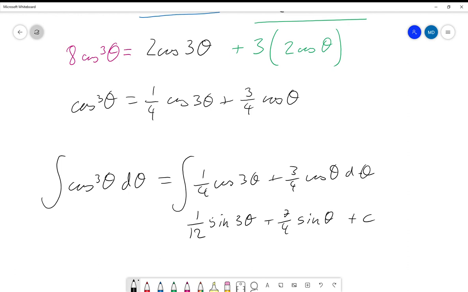There we go. We can now integrate cosine cubed of theta really easily just by writing it in that form.